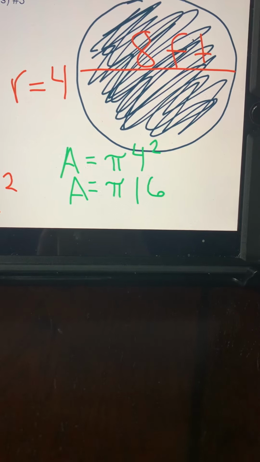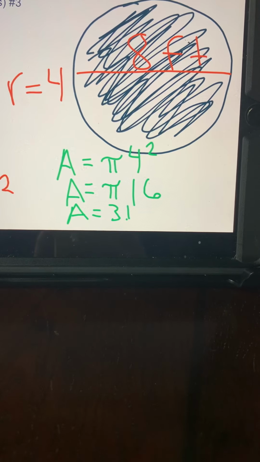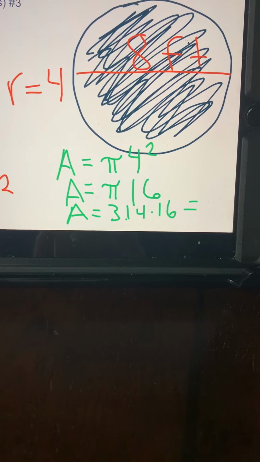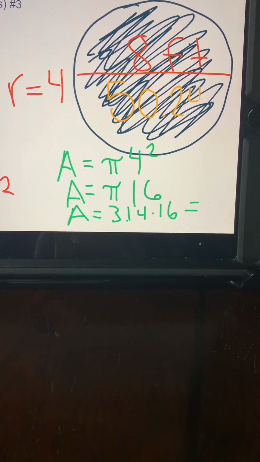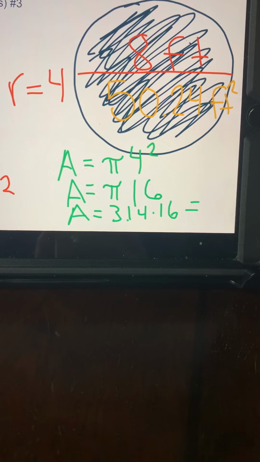So pi times 16, if you do not have a calculator with a pi button, you can also use 3.14 times 16, which equals 50.24 feet squared. That is the answer for number 3, but also the explanation for how to solve this problem.